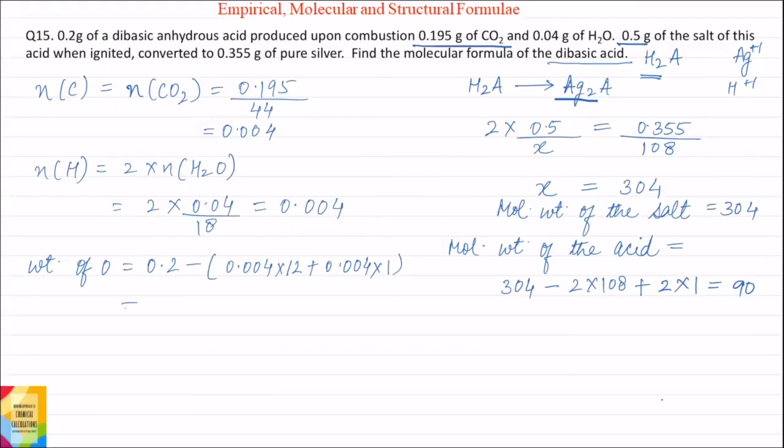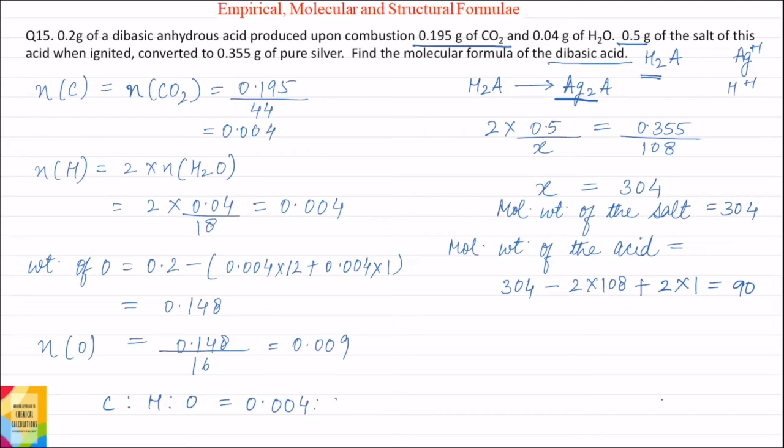Solving this, weight of oxygen is 0.148 gram. Therefore, moles of oxygen will be equal to 0.148 divided by 16, and this is equal to 0.009 moles.